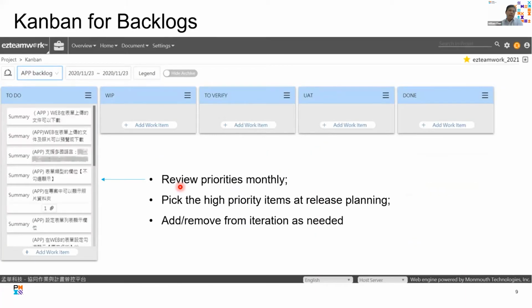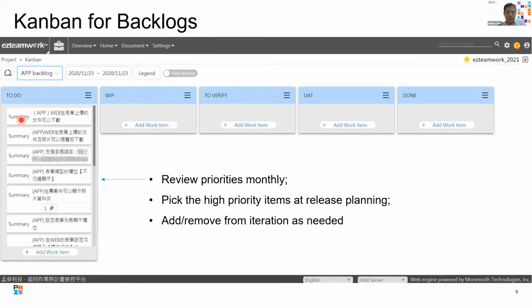The last thing about the product backlog: we also maintain the product backlog, and each backlog item is written by our business analysts. We review them, and we review their priorities about monthly. I think Alex just mentioned that Agile projects don't mean we don't plan projects. We still have a monthly release planning.